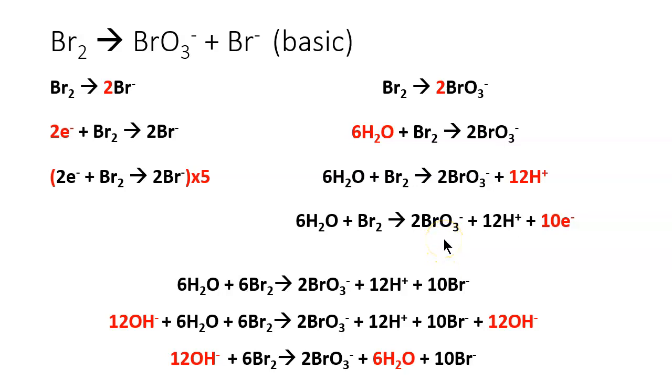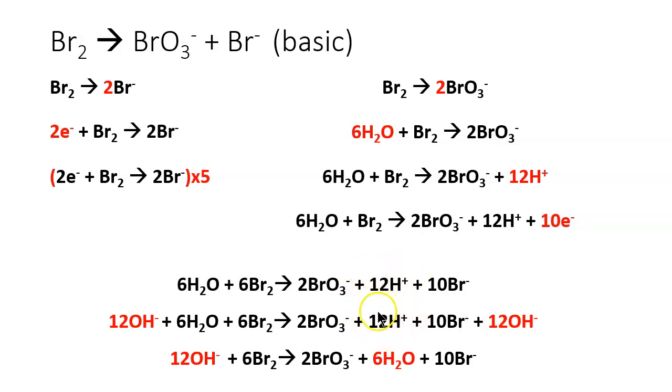Whoa, did not mean to do that. So now we can combine these. So when we combine these, we get this equation. And since it's in a basic solution, we have a little bit more work to do. All right, here's how you handle basic solutions. You can see that we have 12 H plus here. In a basic solution, we're not likely to have 12 H plus around. So we convert it into, or we acknowledge that in a basic solution by adding in 12 OHs. Now we don't want to change the reaction, so we put 12 OHs on both sides. Okay, so we add 12 OH to the reactants, we add 12 OH to the products. The number is 12 because we had 12 H plus here.